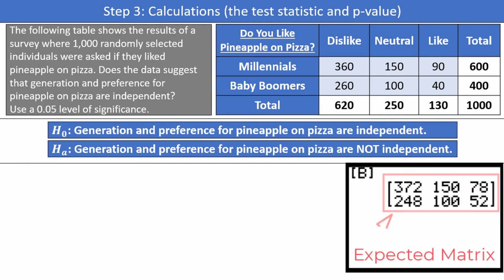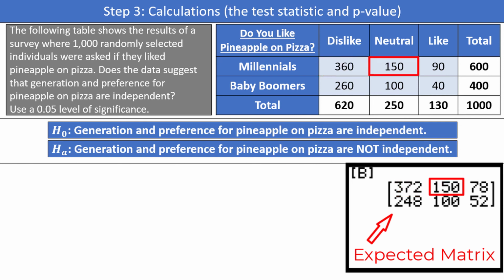This is the expected matrix, and can be thought of as what your contingency table would look like if the 2 variables were completely independent. So we can do a little bit of comparing here. There were 360 millennials who disliked pineapple on pizza in our survey. If generation and pineapple on pizza preference were independent, we should expect to see about 372 out of a sample of 1,000 in this cell, so we really aren't too far off.